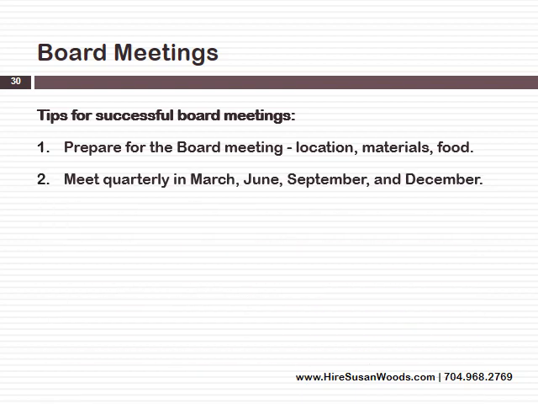Number 2, meet quarterly. Meet in March, June, September, and December. That's just a suggestion. For example, the first quarter will be January, February, March. So you have that March meeting that covers January, February, and March. And then you have April, May, and June. And then you have July, August, and September. And then in October, November, December, you talk about those 3 months.